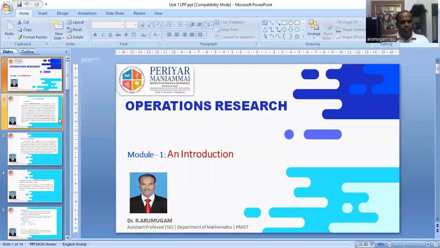So actually, the linear programming problem deals with complex problems in operations research. Here we can use the concept of the linear programming problem, but operations research is nothing but solving any kind of complex problem by using the operations research concept, right? So now we can go to our slide.